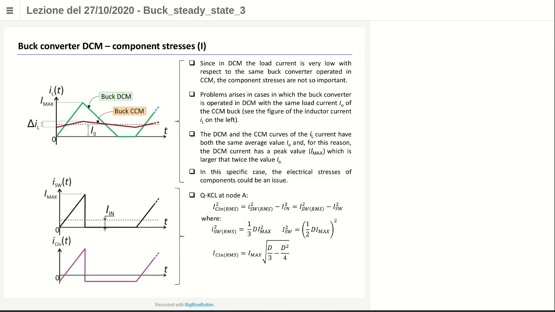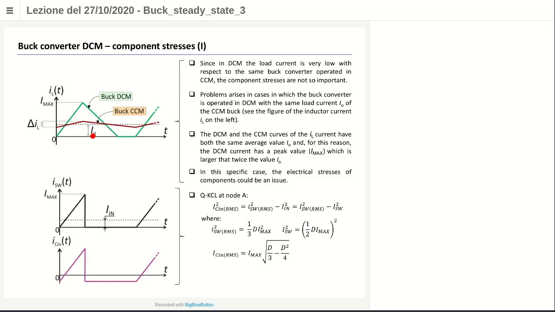Start from the consideration that if you want to pass from CCM to DCM, you have to reduce the output current, so increase the resistance. In that situation, if you are decreasing the output current, you can go in DCM. So if you reason in this way, you can say that the stress of the component is not so important because the output current is very low. So why not use DCM?